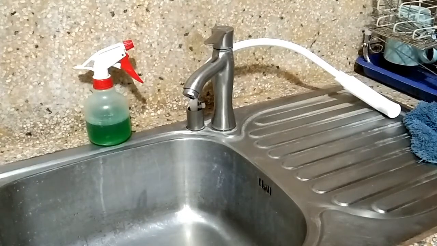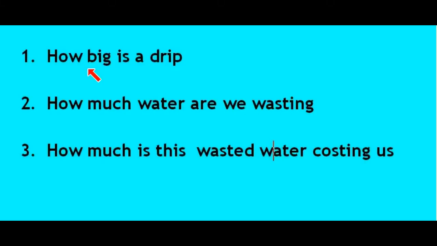Okay, so here is a typical leaking faucet, dripping more or less 1 drop per second. When it comes to a dripping faucet, 3 questions come to mind. 1, how big is a drip? 2, how much water are we wasting? And 3, how much is this wasted water costing us?